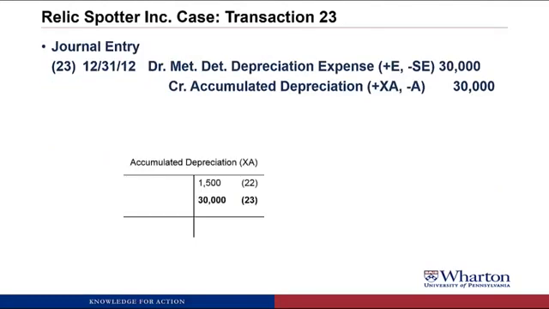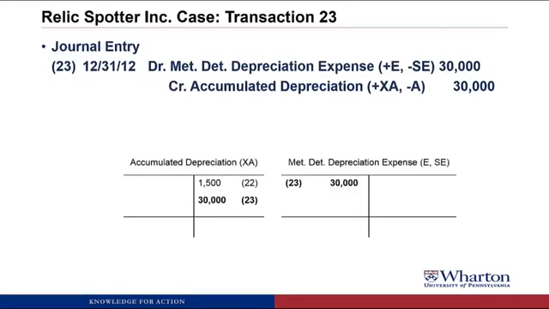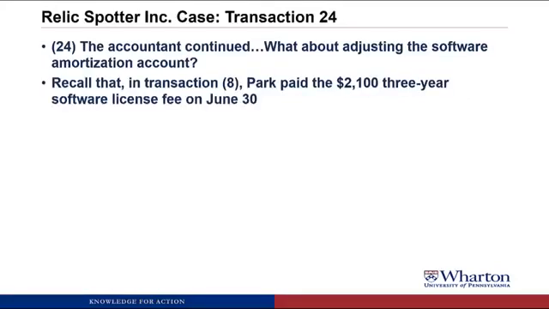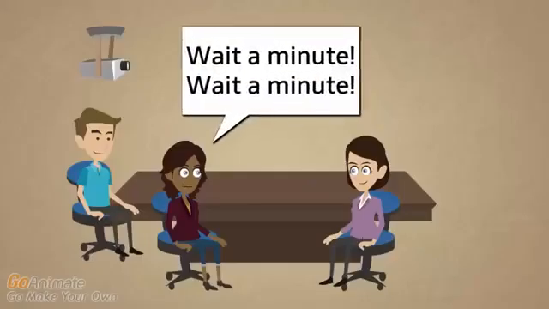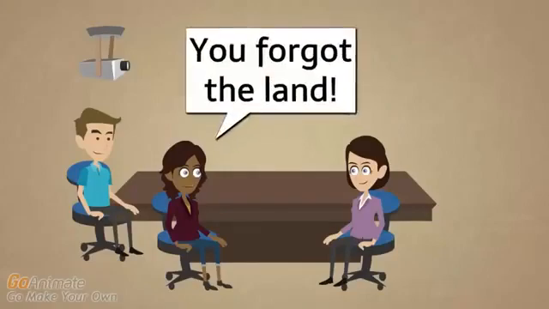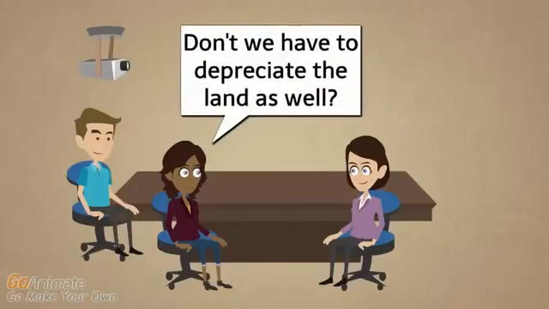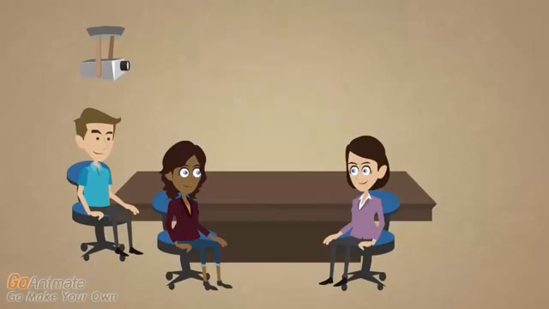We post this to T accounts by putting another credit entry in accumulated depreciation and creating a T account for metal detector depreciation expense. Transaction 24. The accountant... Wait a minute. You forgot the land. Don't we have to depreciate the land as well?